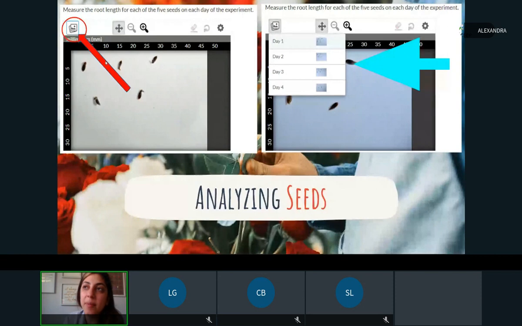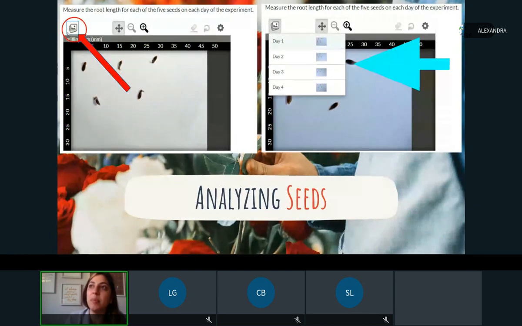Now, like I was saying, it's really easy to click through these images. So I want to pause and show you that for each slide, it's a different slide for a different species of seeds. And how you get to the different days is this little album picture.